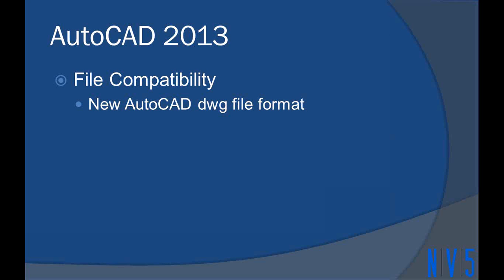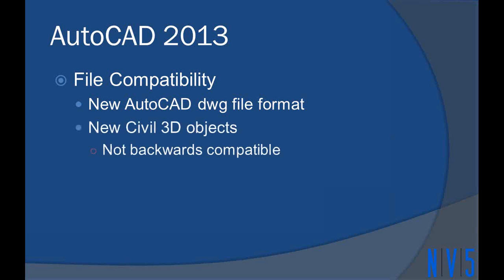So if you open a 2011 AutoCAD drawing, it will become a 2013 drawing, and you'll have to do a save as to go back to 11. And that, again, is just AutoCAD. Unfortunately, we run Civil 3D.